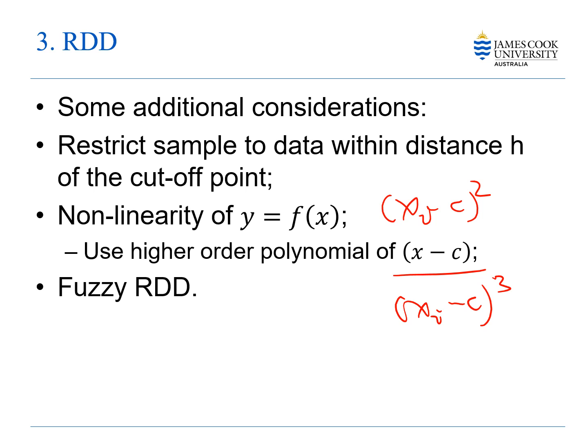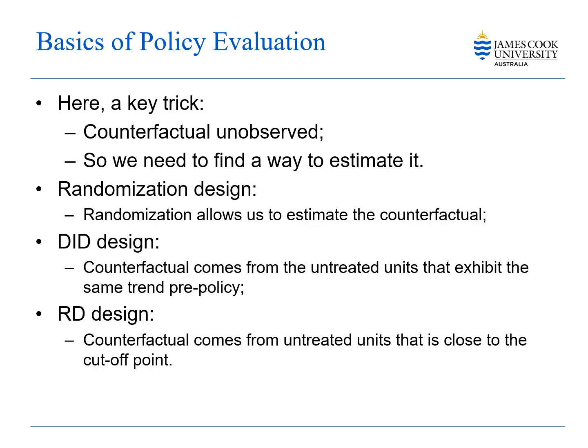The regression discontinuity design could also be fuzzy. The assignment rule is not deterministic. There's a probability that even if the midterm score is higher than 75%, the student is still assigned to the control and is not given a laptop. In these cases, it is called a fuzzy regression discontinuity design. These are some basics of policy evaluation.